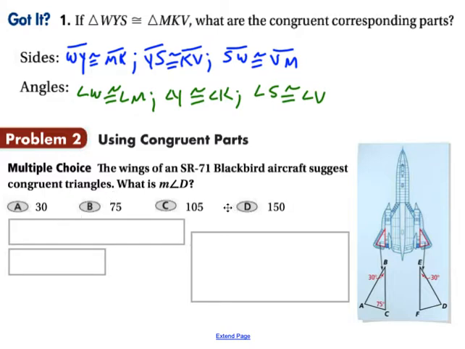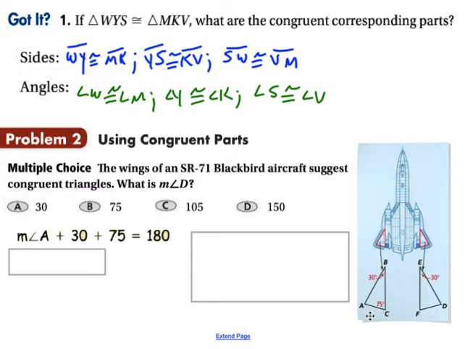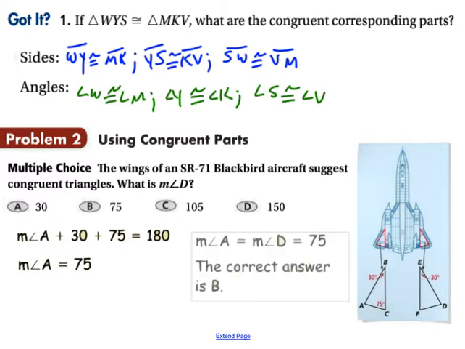So it's a multiple choice question. So let's go ahead and take a look at what we can write. We know from triangle ABC that the measure of angle A plus 30 plus 75 has to equal 180. So we can solve for the measure of angle A, and we know that must be 75 degrees. And angle A corresponds to angle D. We know that angle B and E are congruent, and it looks like C and F are corresponding and A and D are corresponding. So since angle A corresponds to angle D, we should get that angle D is 75 degrees, which would make B the correct answer.